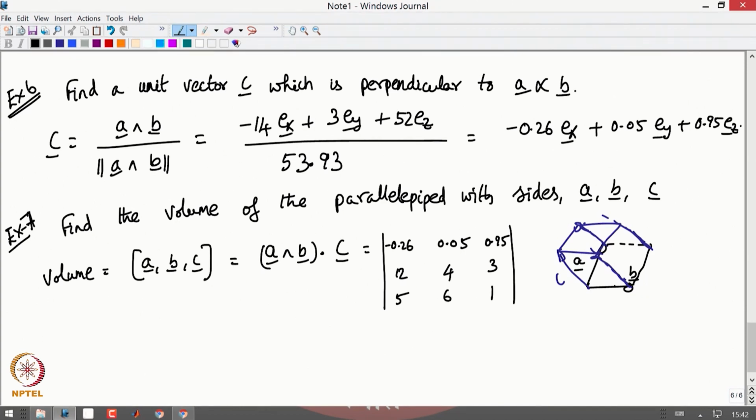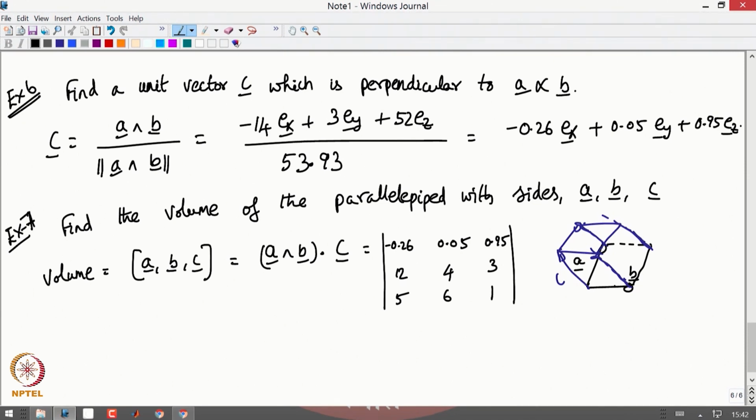Okay. So, basically A cross B is this. A cross B dotted with C, instead of E x, E y, E z, you write the components of C there. Okay. And you have to do the same determinant operation here to get the scalar value of the volume of the parallelepiped. Okay. I will use this as an exercise for you to do.